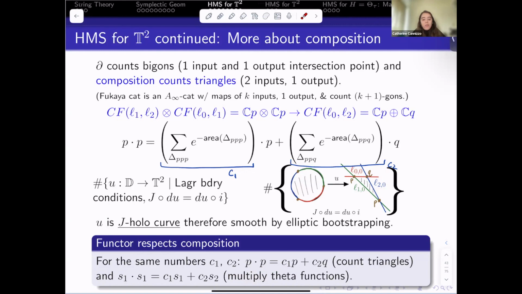Any questions so far on HMS for T2 and these relating counting triangles and multiplying theta functions?